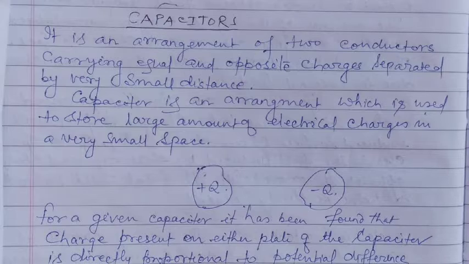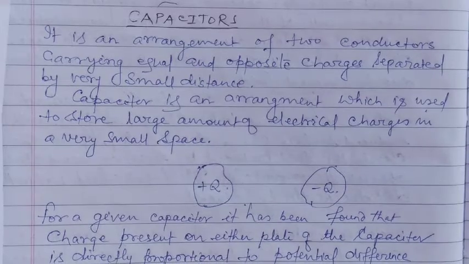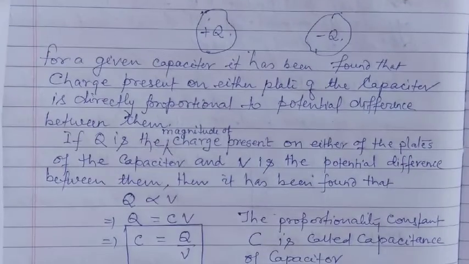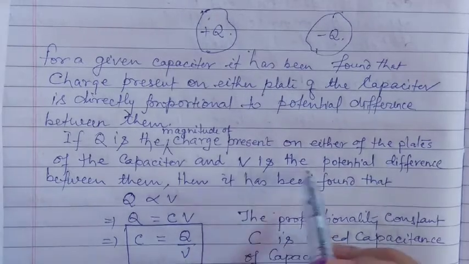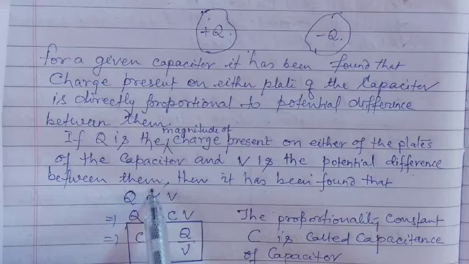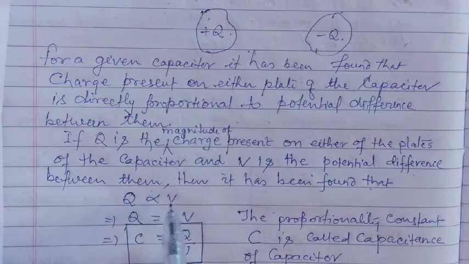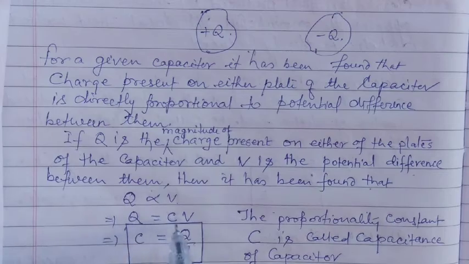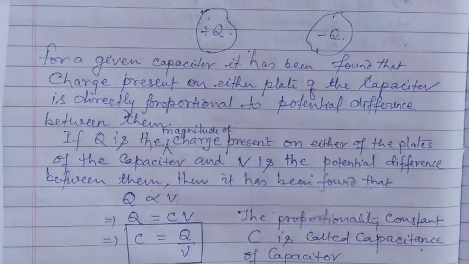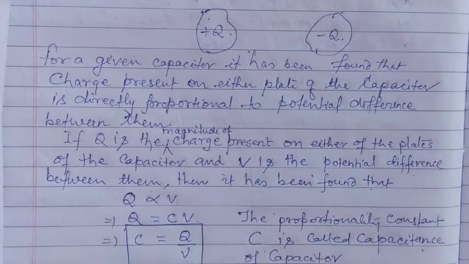What is the capacitor used for? It is used to store a large amount of electrical charge in a very small space. If Q is the magnitude of charge present on either of the two plates of the capacitor and V is the potential difference between them, then it has been found that Q is directly proportional to V, or Q is equal to C into V, where the proportionality constant C is called the capacitance of the capacitor.